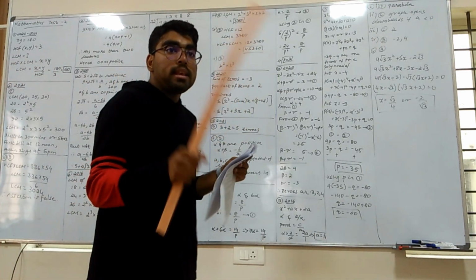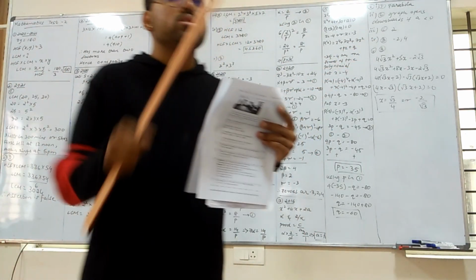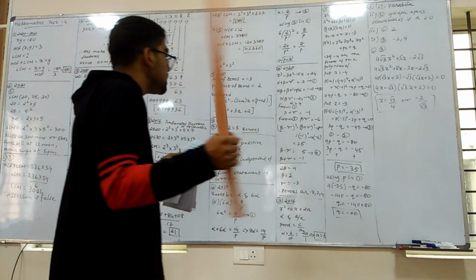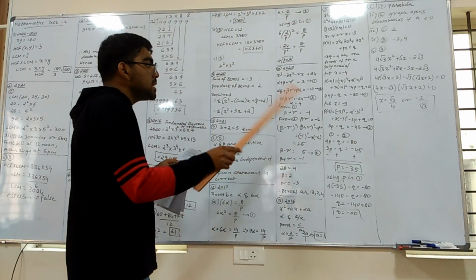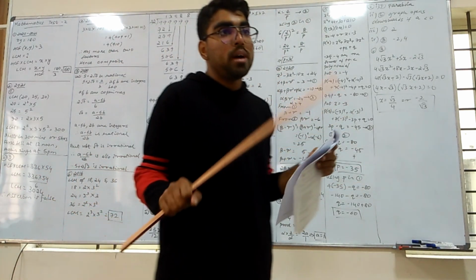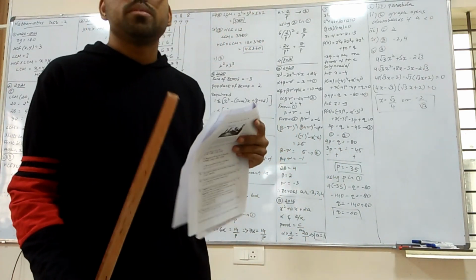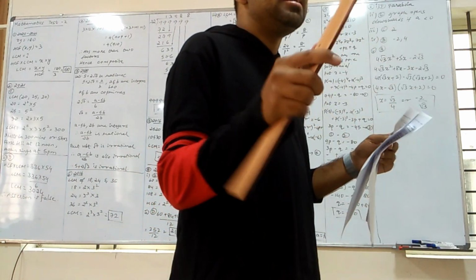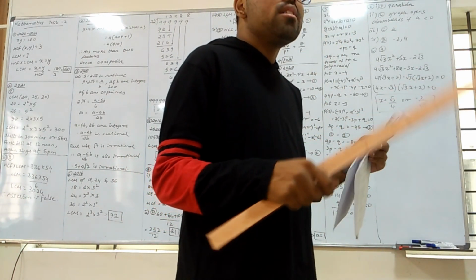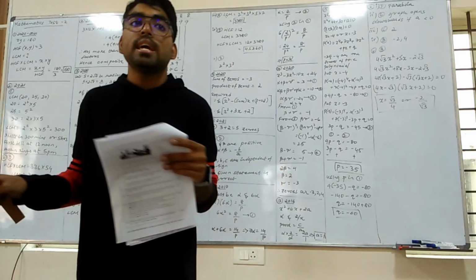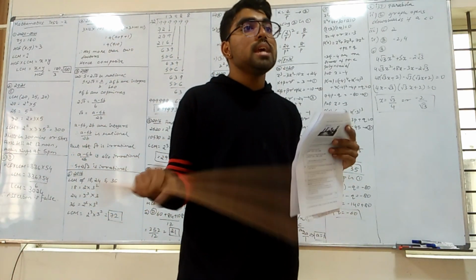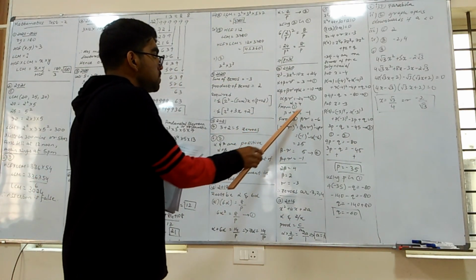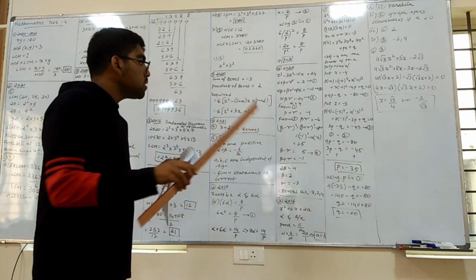Then alpha, beta, gamma, the product of all the zeros, is equal to minus d by a. Minus of 24 by 1, that is equal to minus 24. The standard form of a cubic polynomial is ax cube plus bx square plus cx plus d. So this is minus b by a.